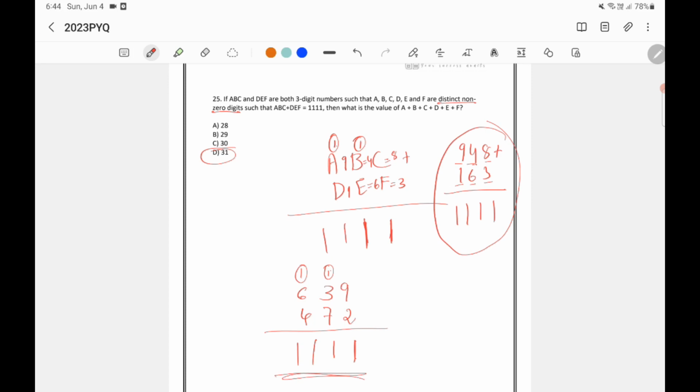In this way there are several possibilities. So even if you put any possibility, you are going to get the total a plus b plus c plus d plus e plus f is equal to 31. Okay.